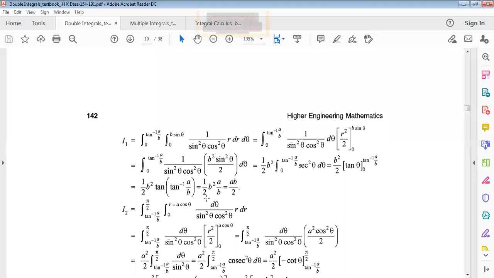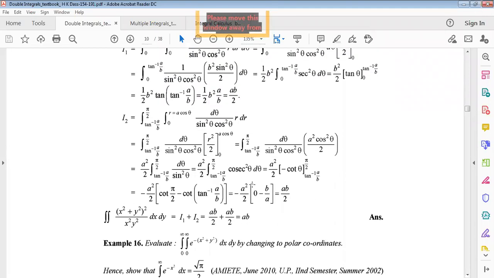Just putting this value, tan inverse cancels, and this will be ab by 2. So I1 equals ab by 2, and I2 will be a similar process. Putting in similar limits, we also get ab by 2 for the other part. So the total area will be ab by 2 plus ab by 2, which is only ab.